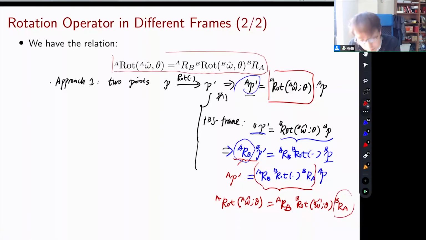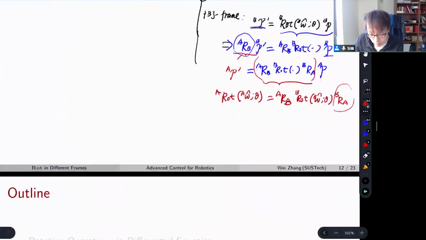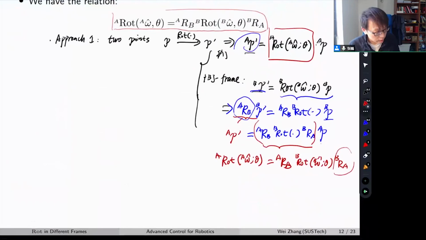Okay, I think that's about it for today. I encourage everyone to work on the homework. Next time we'll finish this lecture, then start exponential coordinates, which is the essential part for kinematics.